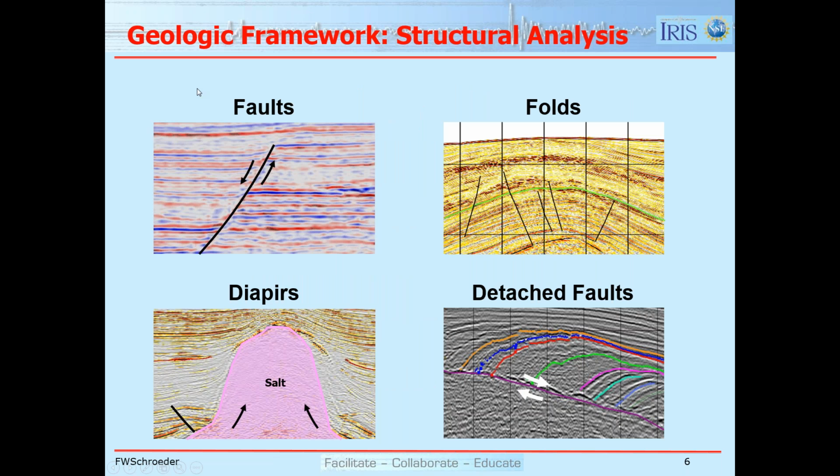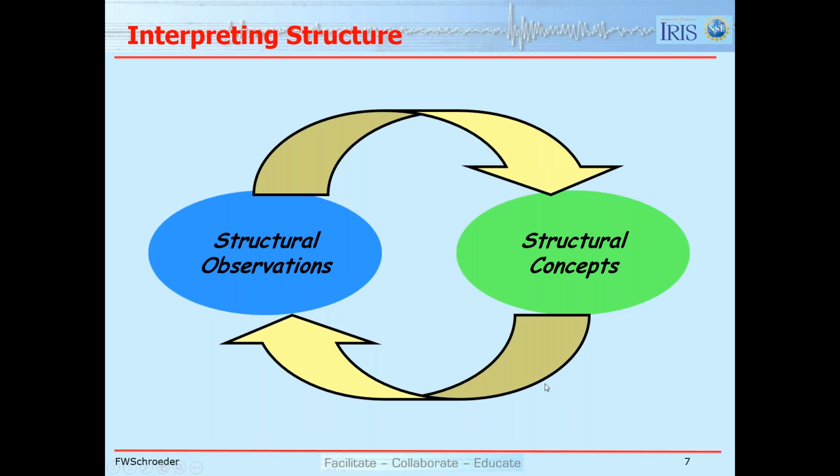So we want to worry about the structure. We may note a series of faults. We may have folds. We may have diapirs. This is a salt diapir. We can also get shale diapirs. And this is a detached glide plane listric normal fault, a normal sense of offset.